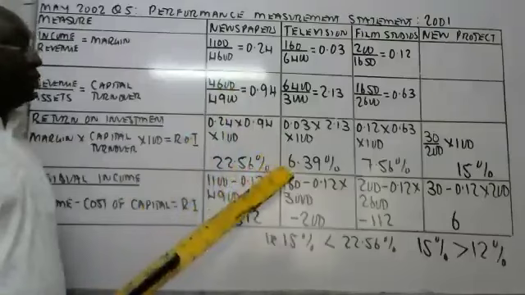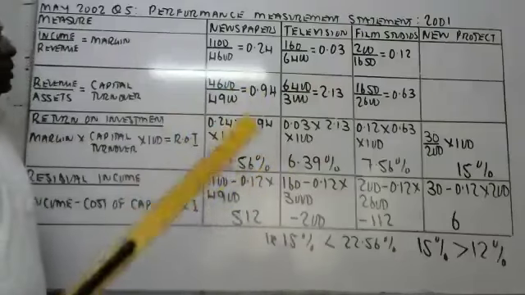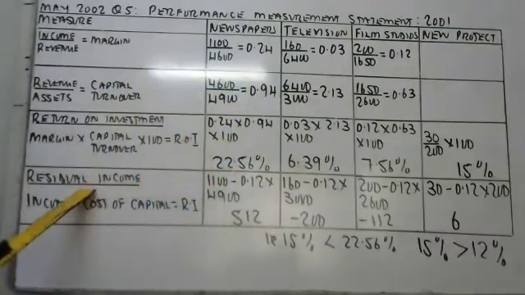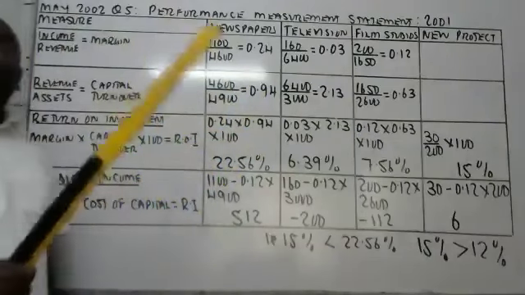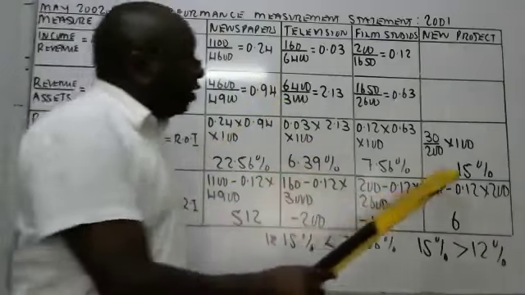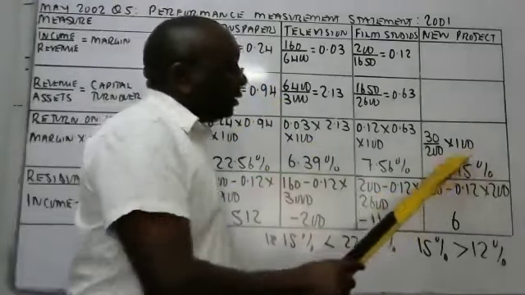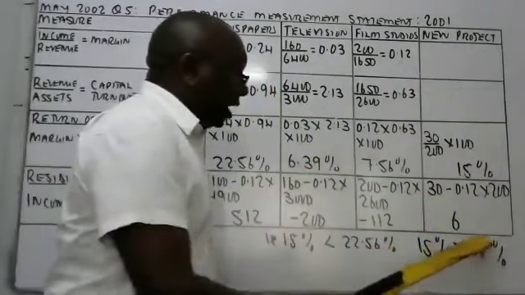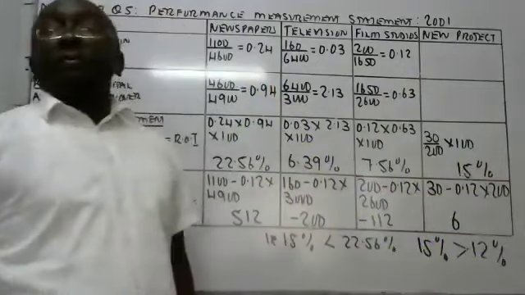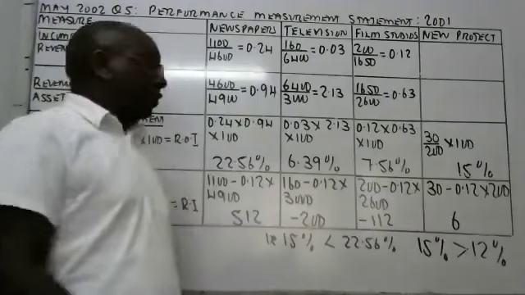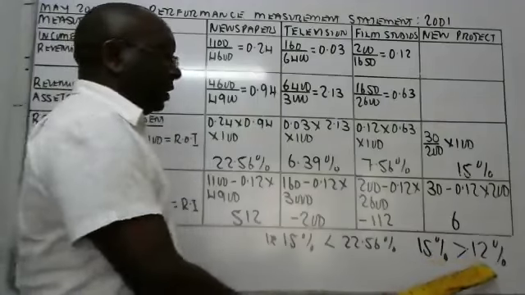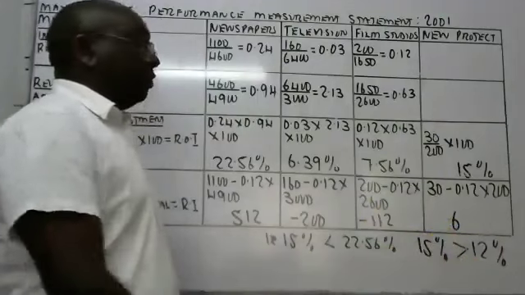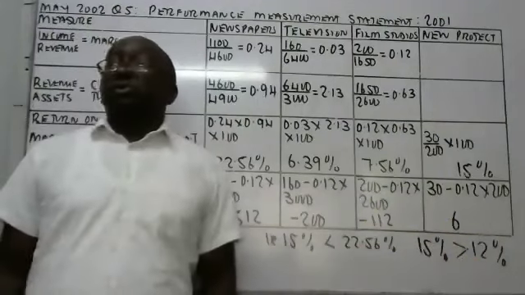I don't have time to show you how it will destroy value if you have to accept it. According to the residual income, you should only accept a project if the return on investment is greater than the required rate of return. So this one satisfies that because you can see 15 is greater than 12. And because of that, it is giving us a residual of what? 6.